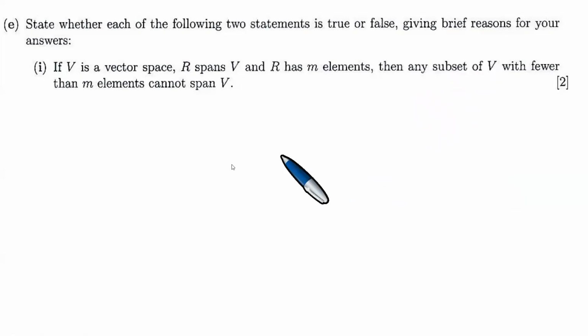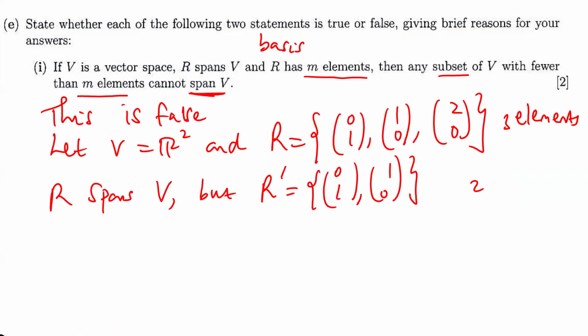All right. So we're saying if V is a vector space and R spans V and R has M elements. Where was I writing now? Okay, we're here. So we take R to have 3 elements, and this is M. And then any subset of V with fewer than M elements cannot span V.